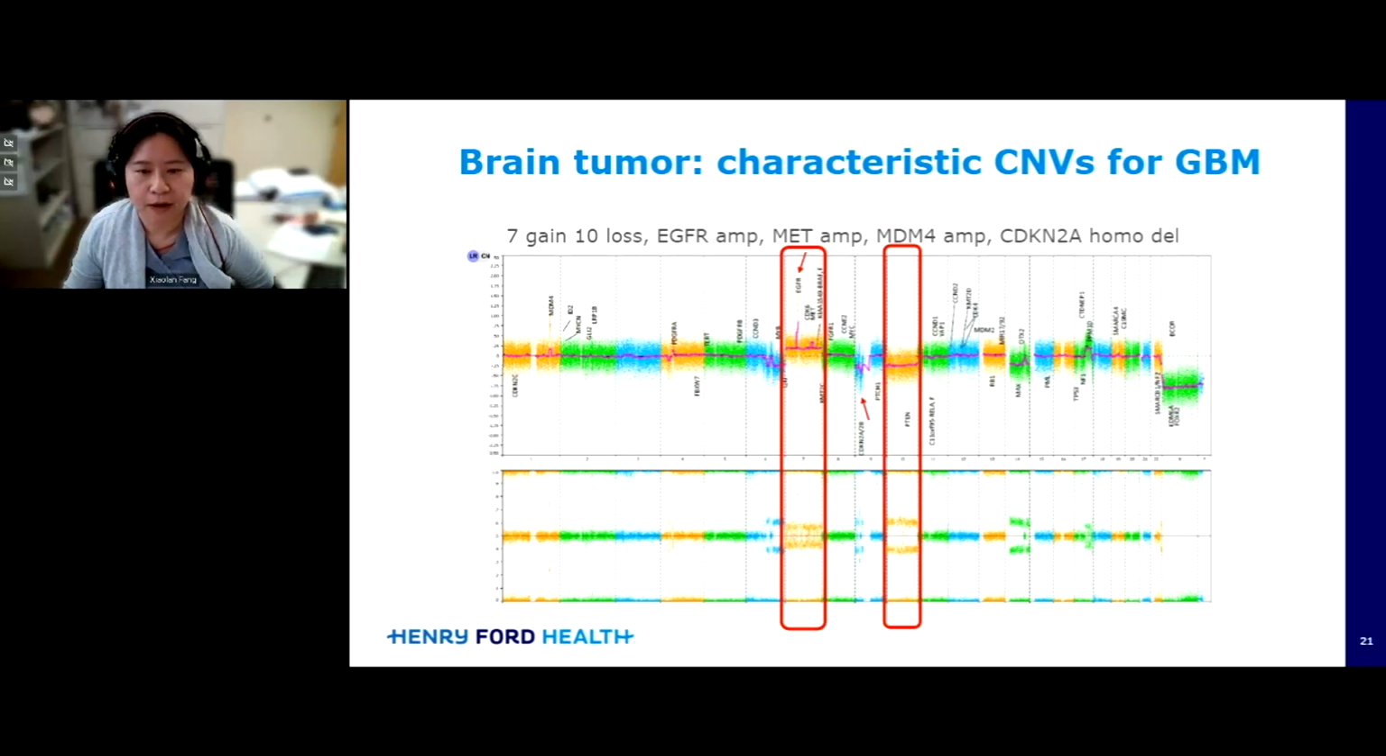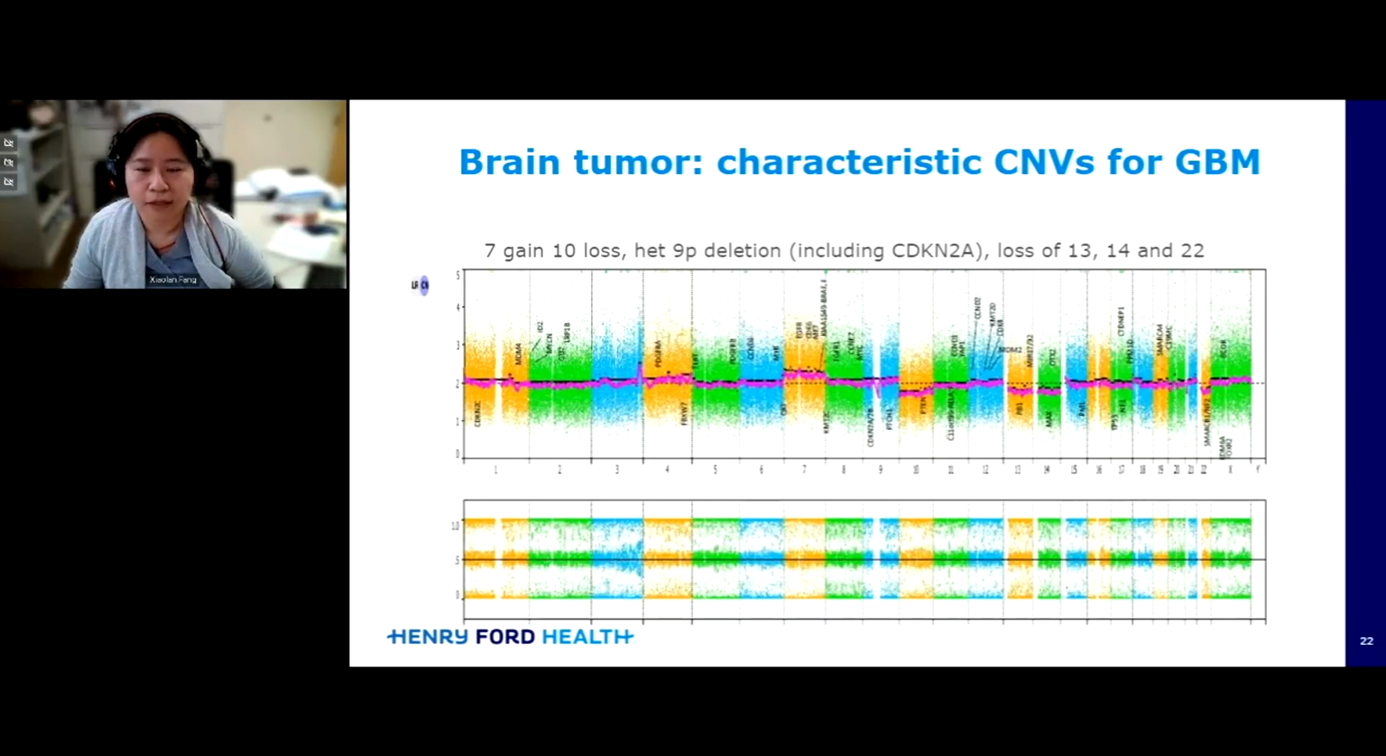type of samples. So this is another patient with GBM, and you can still see the 7 gain, 10 loss. In this patient, the CDKN2A deletion is heterozygous instead of homozygous. At the same time, we can also see the loss of 13, 14, and 22. So those are additional CNVs detected in the sample.